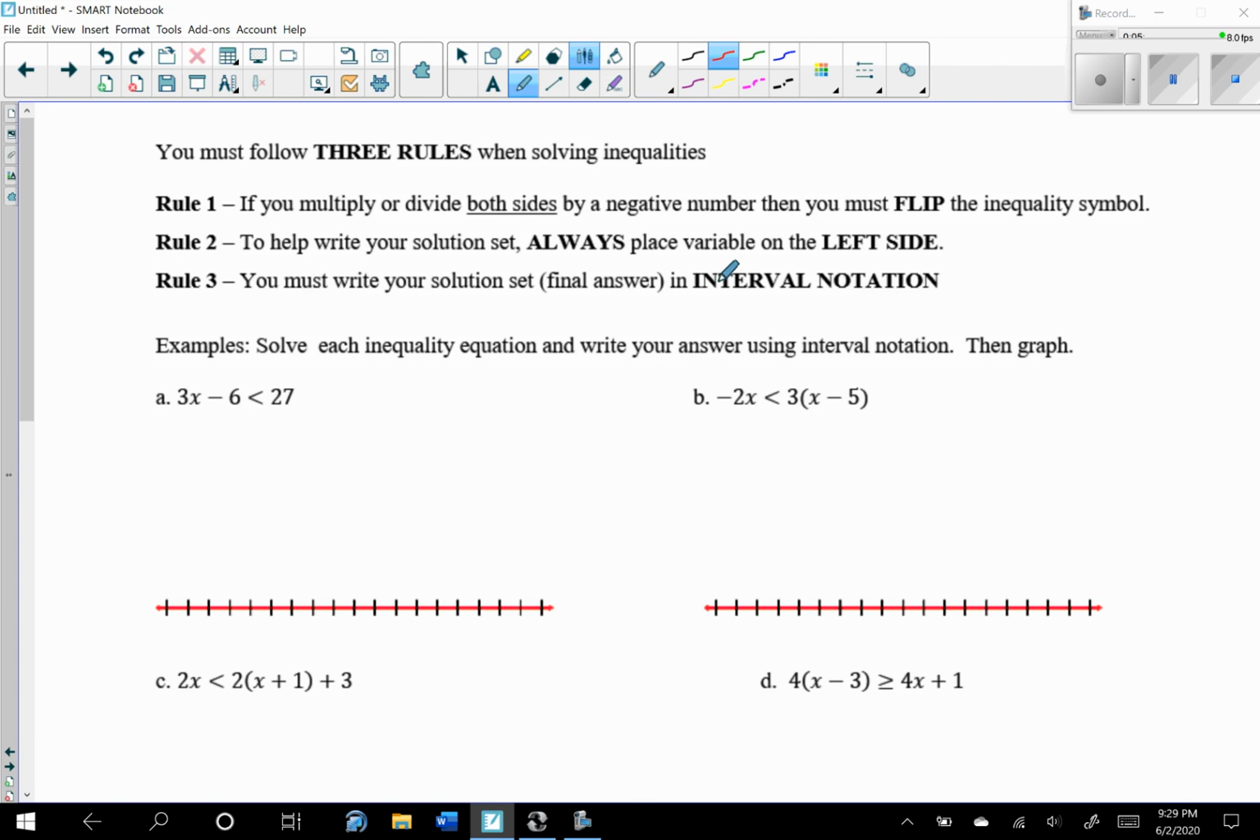So looking at the first one, the first thing we want to do is, if this was an equal sign instead of an inequality symbol, we would solve it by first getting rid of the -6 first, because remember, you do the order of operations backwards. So that's PEMDAS backwards. So we want to get rid of things added or subtracted to the variable, which is this 6. So to get rid of it on the other side, we have to add it.